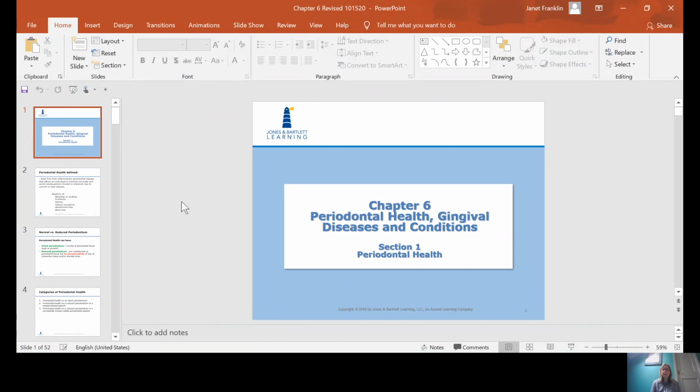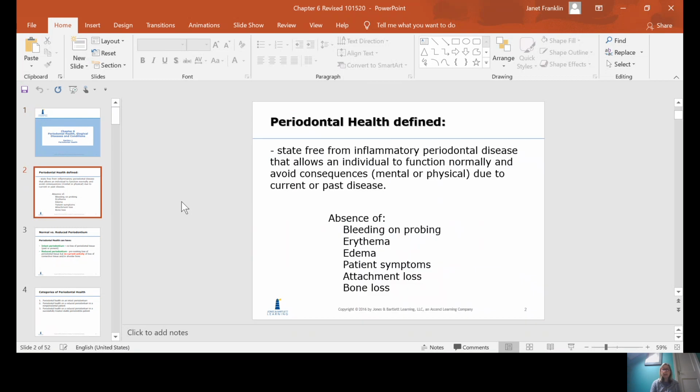Okay, so Chapter 6 is Periodontal Health, Gingival Diseases and Conditions. In Chapter 4, I showed you a picture of the chart of the 2017 periodontal classifications, and on the far left was the Periodontal Health, Gingival Diseases and Conditions. In the middle was periodontitis, and on the far right were other factors for the periodontitis. We're going to dissect each of those areas, but we're going to start with the periodontal health, gingival diseases, and conditions.